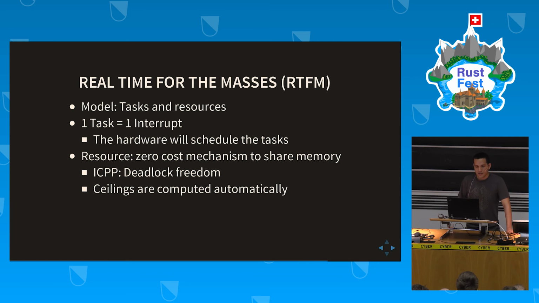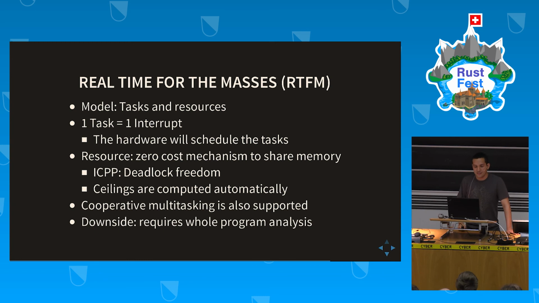And since this model uses tasks which are interrupts, its main strength is writing event-driven preemptive multitasking, but you can still do the cooperative multitasking we saw at the beginning. The downside of all these nice properties is that the framework requires whole program analysis, but as we'll see, that's not much of a problem in the current implementation, at least.